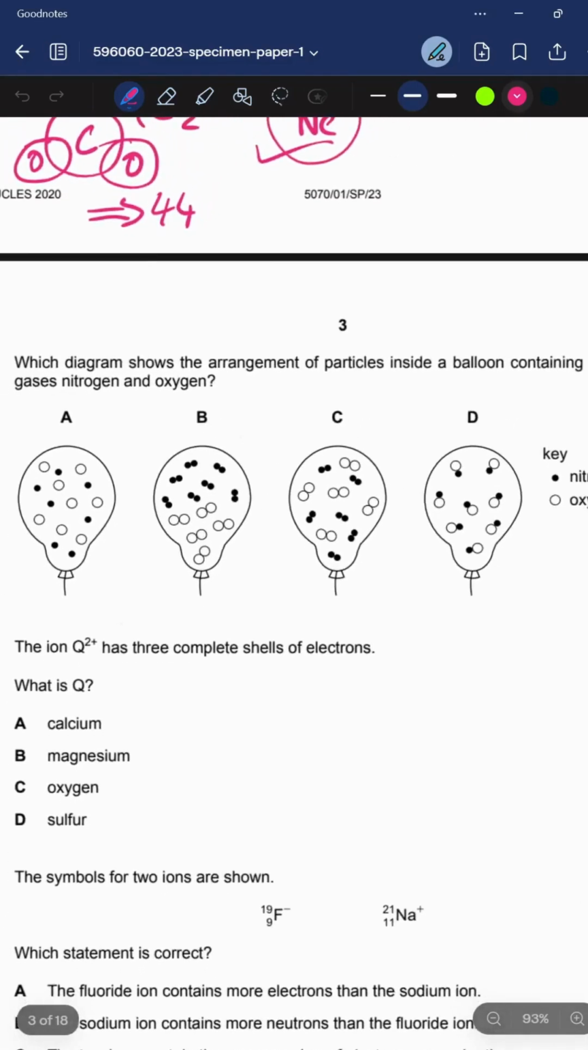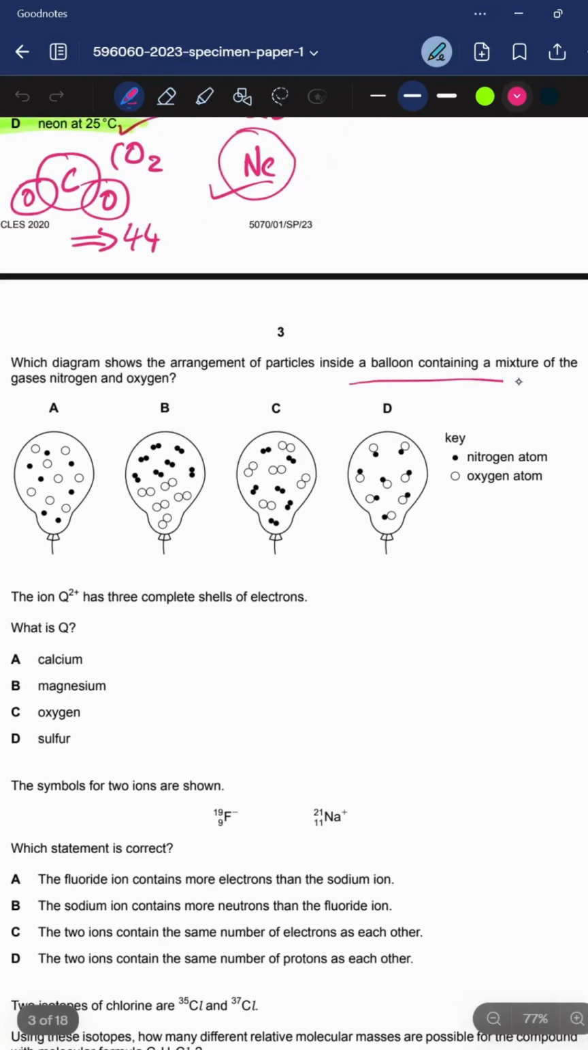Which diagram shows the arrangement of particles inside a balloon containing a mixture of nitrogen gas and oxygen gas? So first of all, see, these are black atoms of nitrogen and these are oxygen atoms. You can clearly see that A contains oxygen and nitrogen atoms, B contains oxygen and nitrogen atoms, C also contains oxygen and nitrogen atoms, and simultaneously D also contains nitrogen and oxygen. But how would you figure out which one is the correct option?